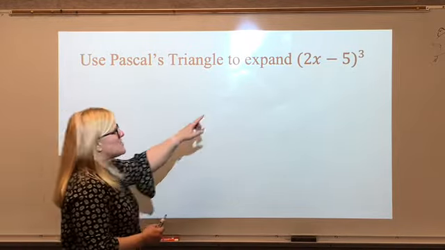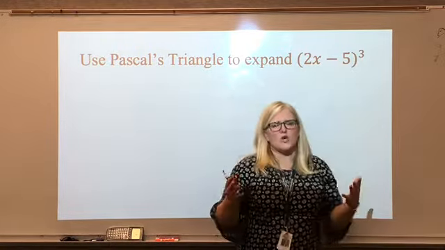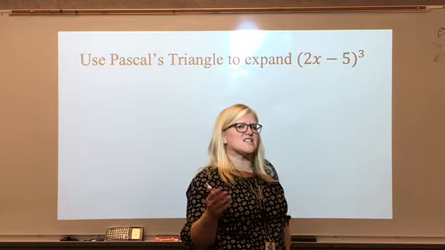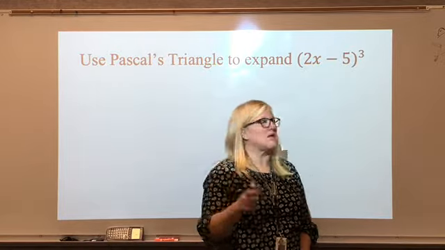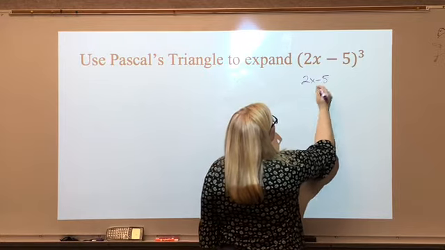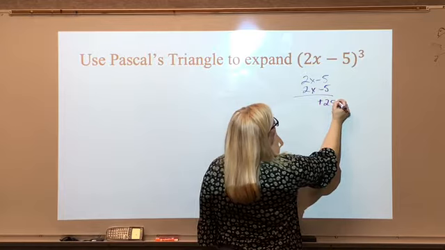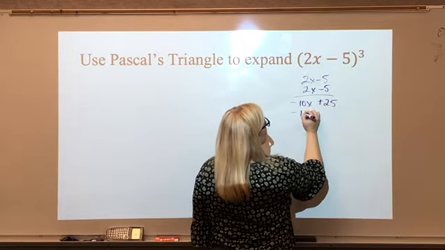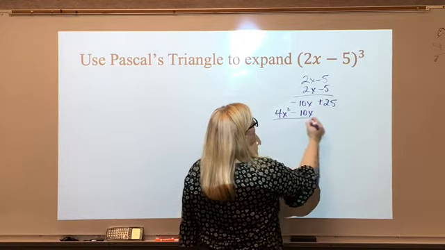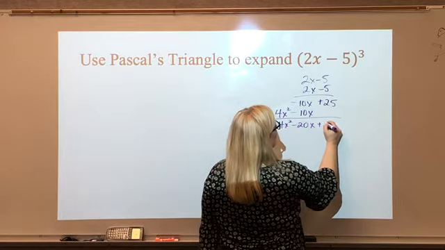okay, so 2x minus 5 to the third power. If I were to do this just longhand, I could do that. And I'm going to do that really quick just so you can see what the answer is supposed to be. Okay, so if I do 2x minus 5 times 2x minus 5, I get a positive 25 minus 10x minus 10x, 4x squared. So I've got 4x squared minus 20x plus 25.